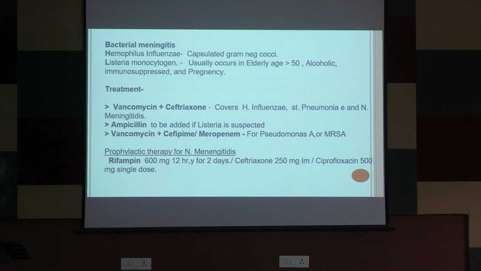Now, in bacterial meningitis, other than Neisseria meningitidis, meningococcus, another important organism is Haemophilus influenzae. That also is a capsulated gram-negative organism that causes meningitis. And Listeria monocytogenes is another organism. These occur usually in elderly and alcoholic patients, age more than 50. The patient may be alcoholic and immunosuppressed. And pregnancy is also an important setting for Listeria monocytogenes. Why it is more common in pregnancy, we do not know, but Listeria is slightly more common in pregnancy.